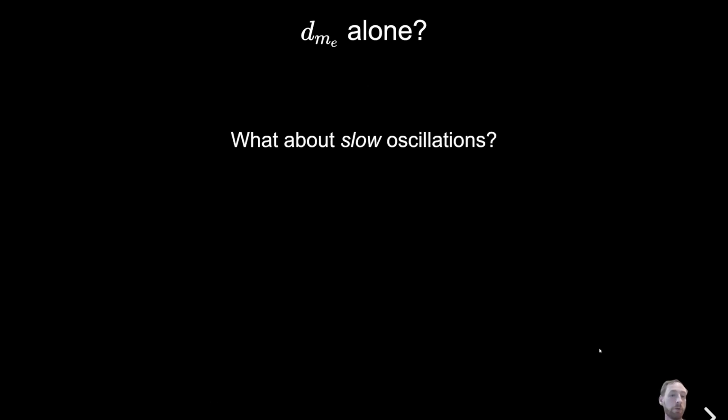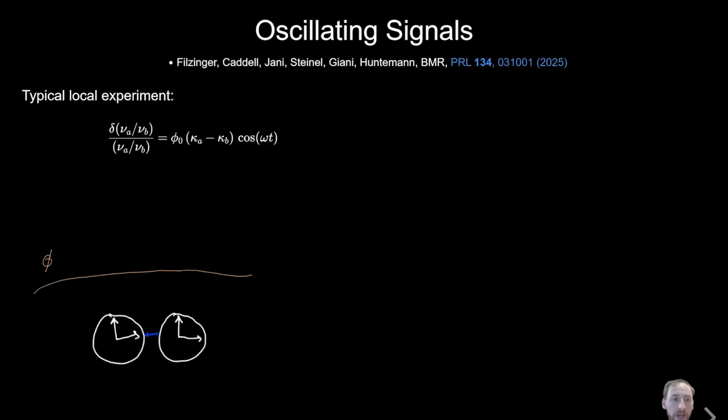But what about slow oscillations, in the other regime where these oscillations are very slow? In a typical local experiment, you have a ratio of two atomic clock frequencies where those two atomic clocks are sitting next to each other or close to each other in a lab. What that means is that both your clocks will be experiencing the same value of the dark matter field, and you will only see a signal if those two clocks have different sensitivities, different couplings to the dark matter field. So it's in this difference that certain couplings will always cancel or will always appear in particular combinations.